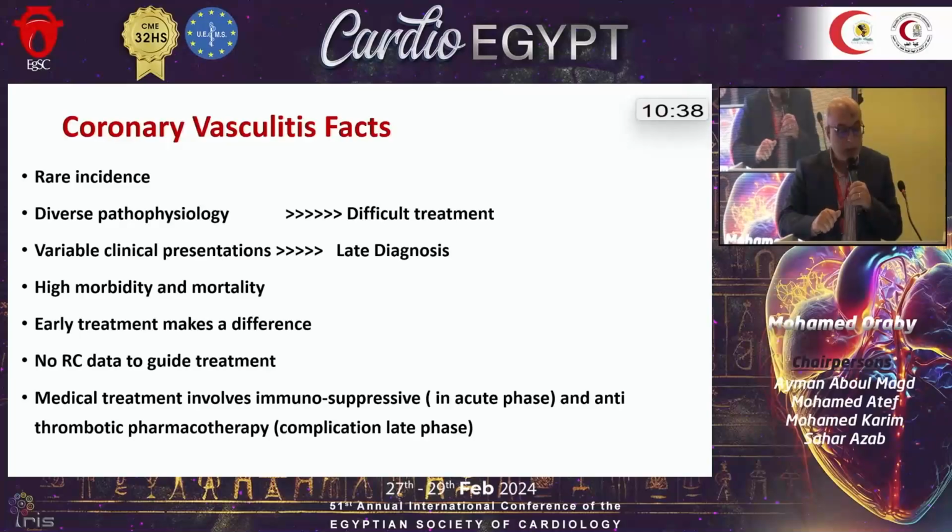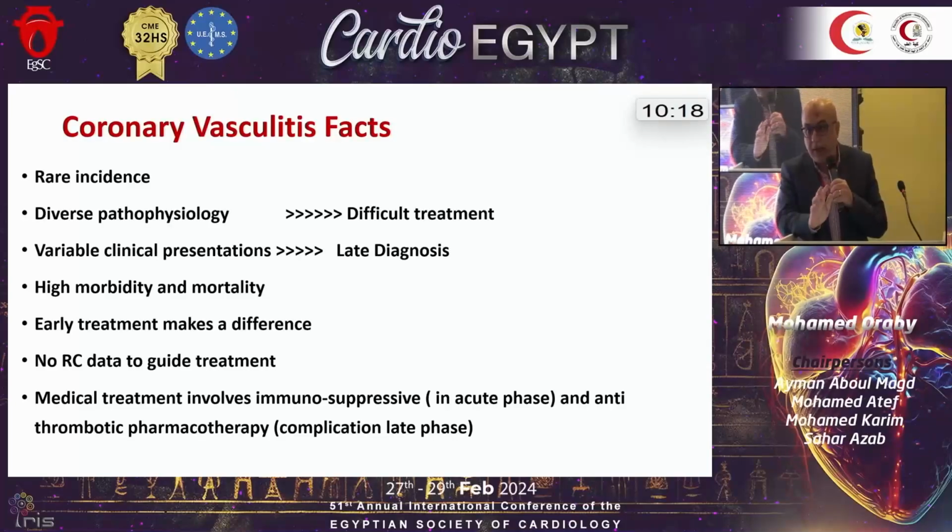It is a disease with high morbidity and mortality, where early treatment with immunosuppressive and anti-inflammatory agents may make a difference. Unfortunately, we don't have randomized clinical data to guide us in the investigational and therapeutic algorithms of these patients, and we don't have clear-cut guidelines directing our decisions in these situations.